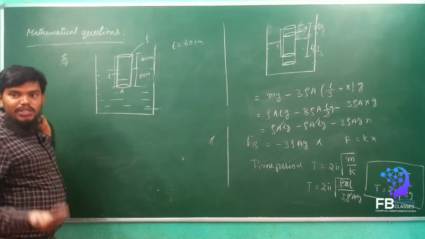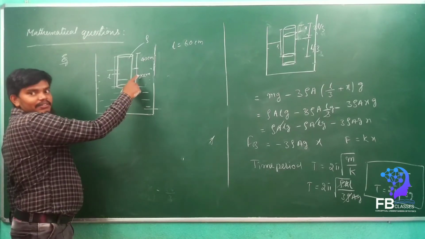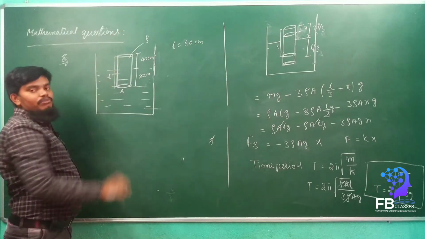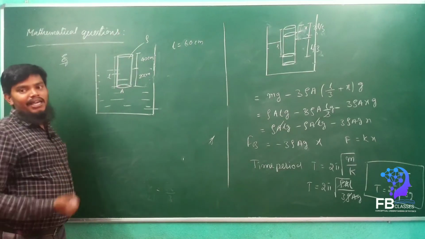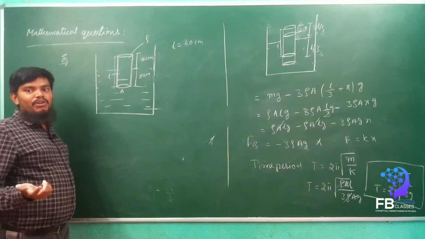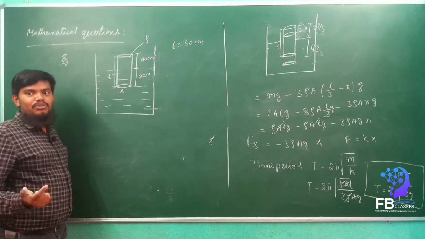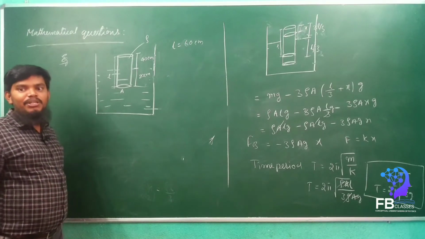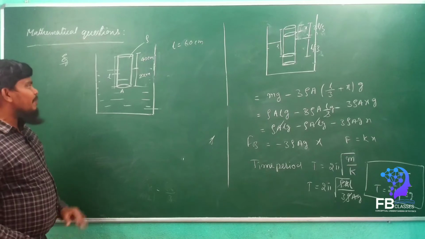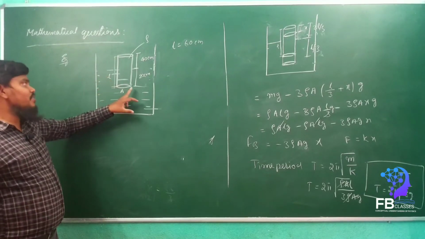If you press more than 20, that means if you press 30, then what will happen? It will jump into the air. Yes or no? Then mg will act, buoyancy force will not act. So at that condition, SHM will not be performed. So the maximum amplitude is 20 centimeters.